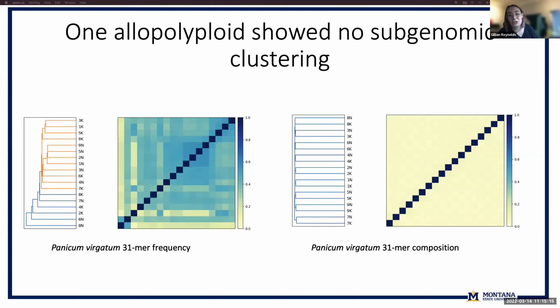One allopolyploid showed no subgenomic clustering. In the spirit of biology, there's always one, and switchgrass is my one and will not cluster. It just refuses. It's like, no, thank you. So for its frequency, we see absolutely no subgenomic clustering.